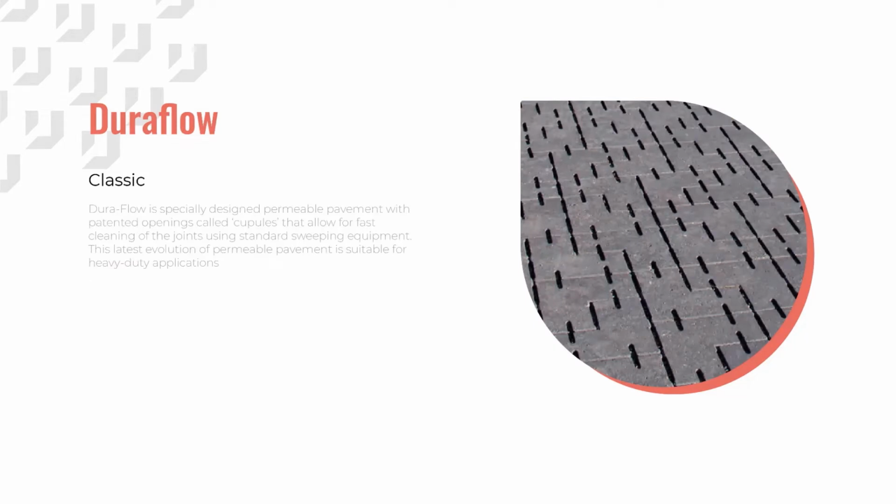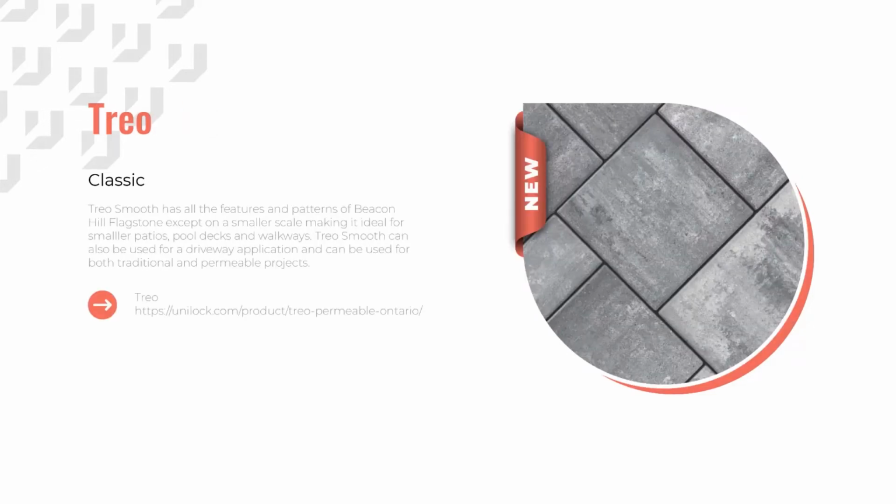DuraFlow is a permeable pavement specially designed with rapid clean technology. Cleaning in the correct direction allows for easy extraction and replacement of jointing aggregate. Treo Smooth is new and provides designers with a permeable paver option that can be installed in a random pattern. It also has a smooth, modern aesthetic.